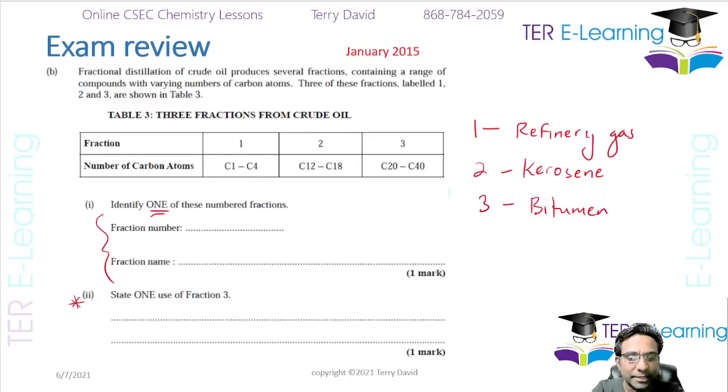Fraction 3 is bitumen, right? You all should know what we use bitumen for. We use it for road surfacing and also for roofing material. They want a use, so we can say road surfacing. We use that a lot to pave our roads. Here in Trinidad we use asphalt and bitumen to pave the roads. So road surfacing or roofing as well. 1 mark just for stating that. That's no biggie.